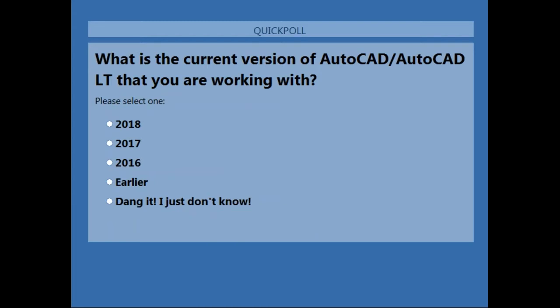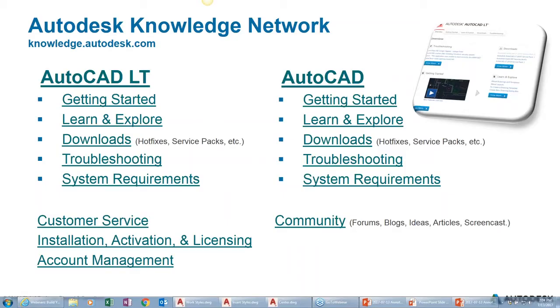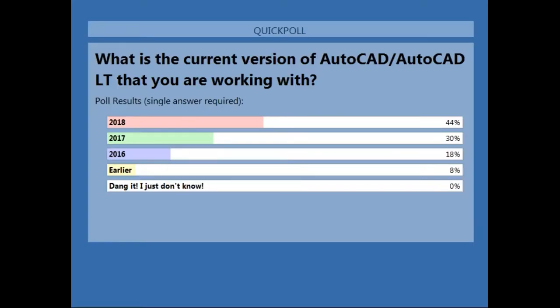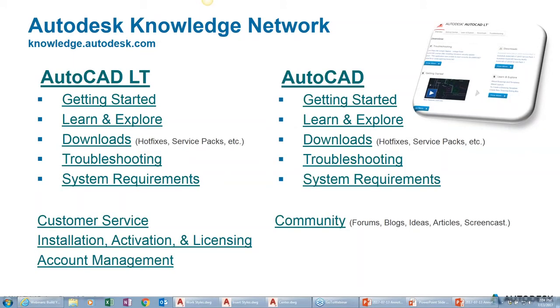And then our next one, what is the current version of AutoCAD or LT that you're working with? It looks like we have quite a few, about 40% on 2018. A lot of people are still using 2017. Not too many people earlier than 2016. Good to see everyone's moving up to the latest releases. 2018, 44. Still a good amount in 2017 though.